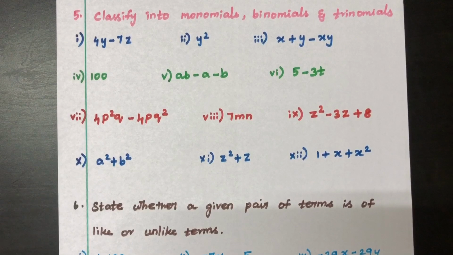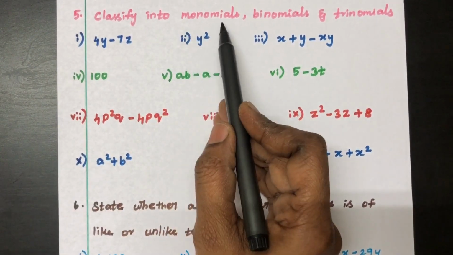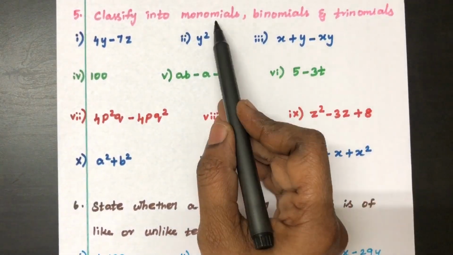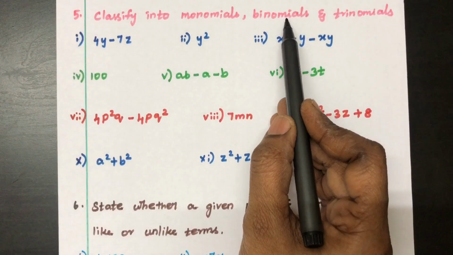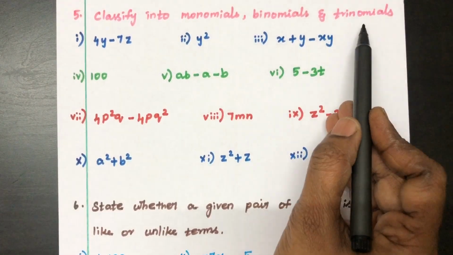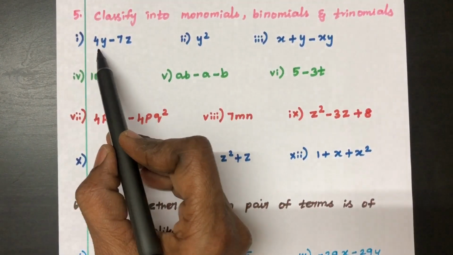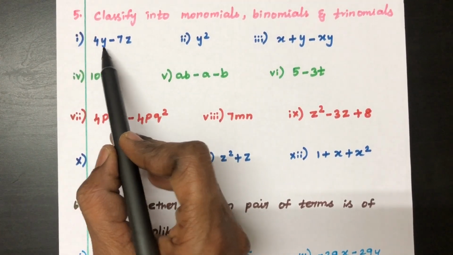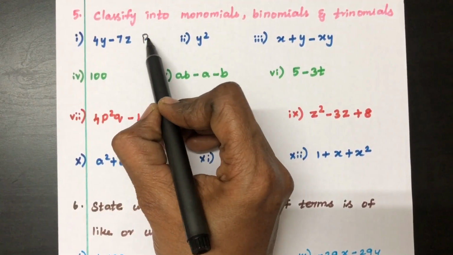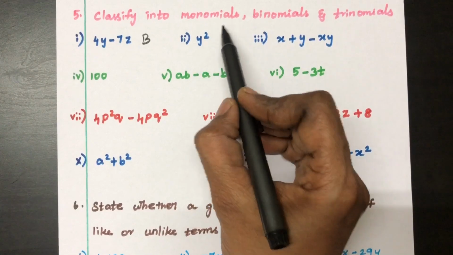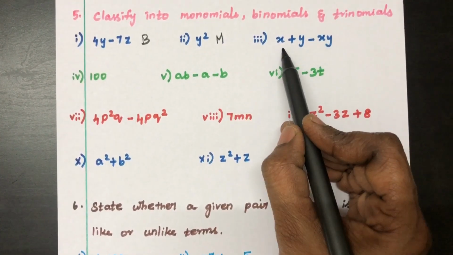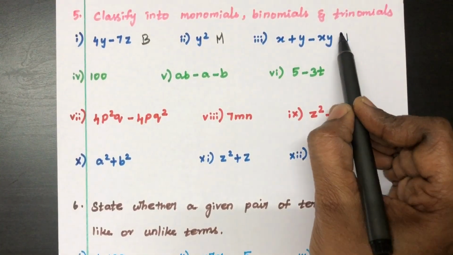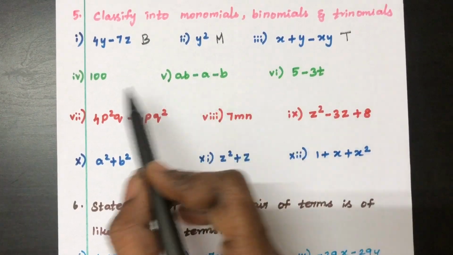Now, classification of terms. Classify into monomials, binomials and trinomials. Single term means monomial. Two terms means binomial. Three terms means trinomial. See here, two terms: 4y minus 7. Two terms means it's a binomial. It is a single term. It's a monomial. 1, 2, 3. It's a trinomial. Three terms present.